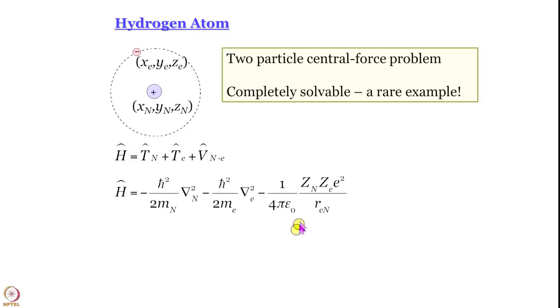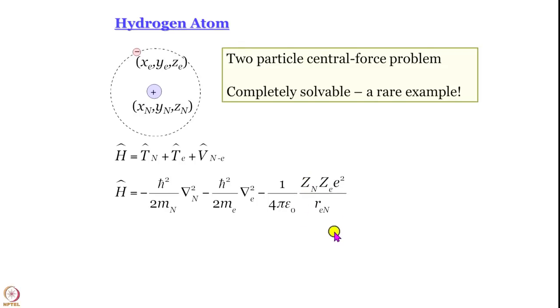Minus, well, we do not always do this because it is just a constant, but to keep it in SI unit, and we are following Atkins convention here, minus 1 by 4 pi epsilon 0 Zn Ze e square by Ren. Okay. What is Zn? Zn is this capital Z, remember this is not this small z here.